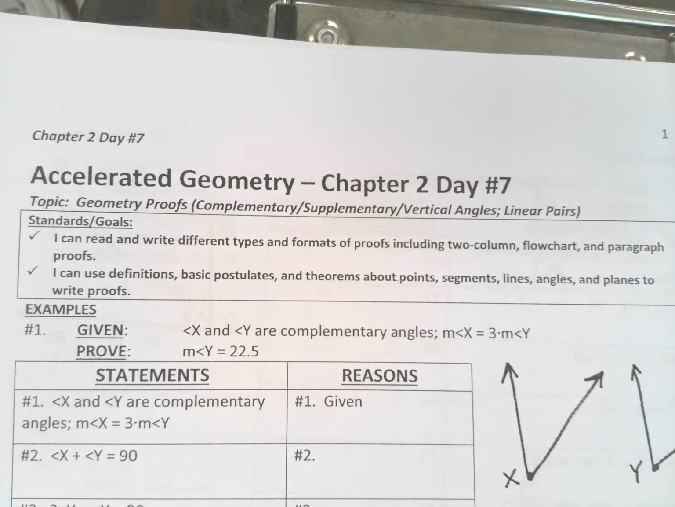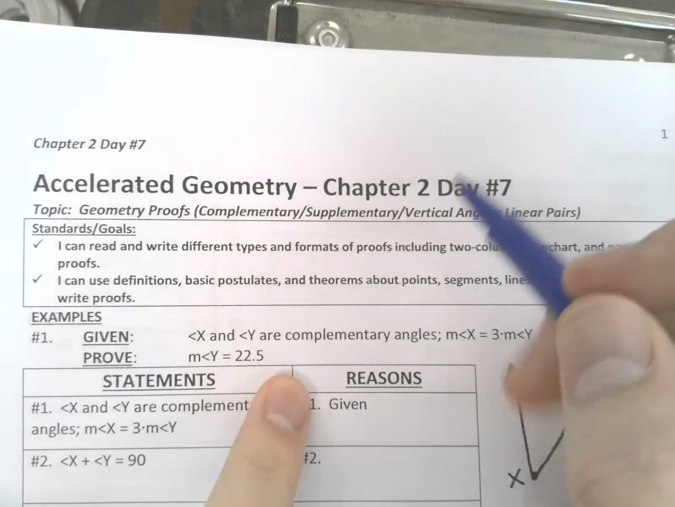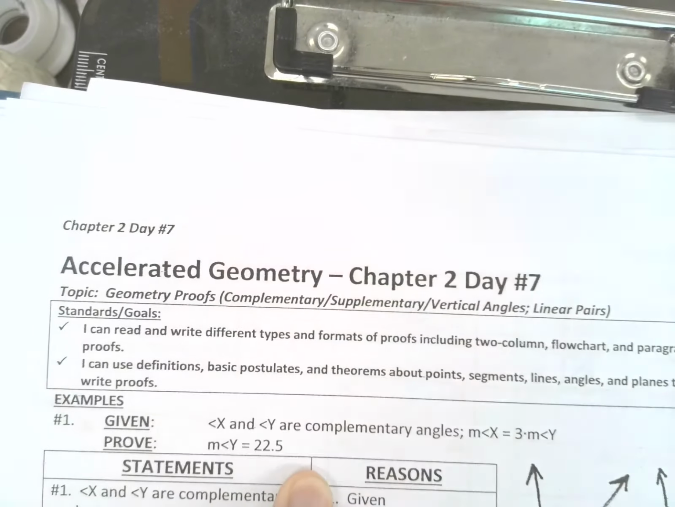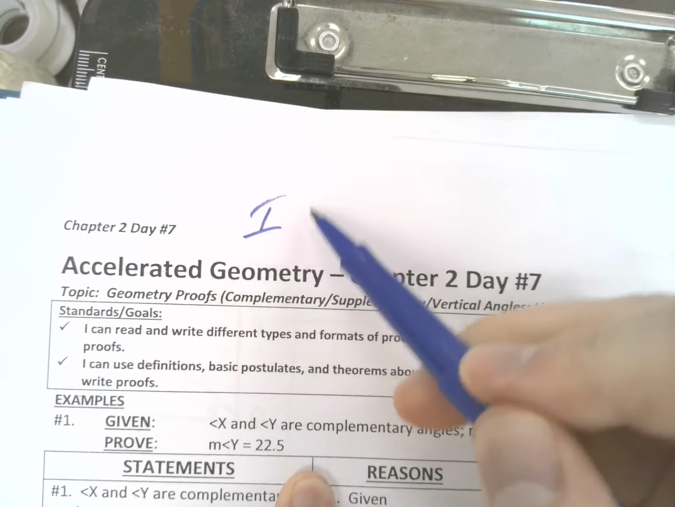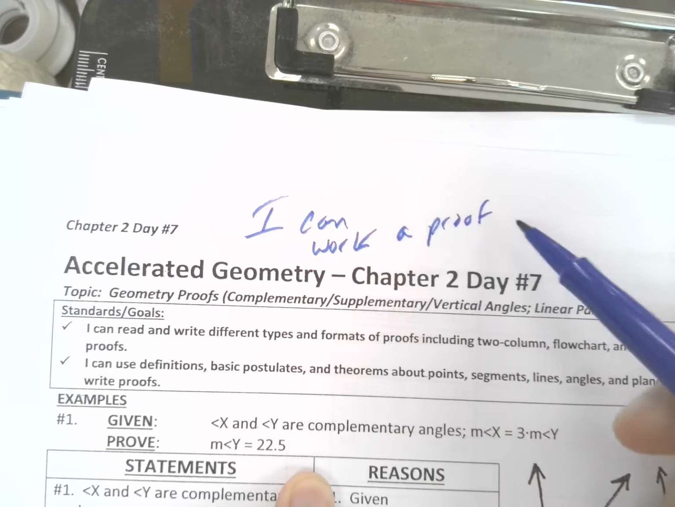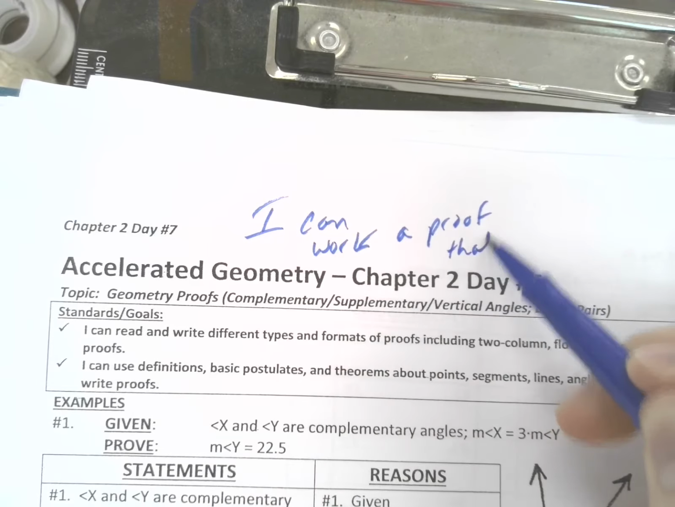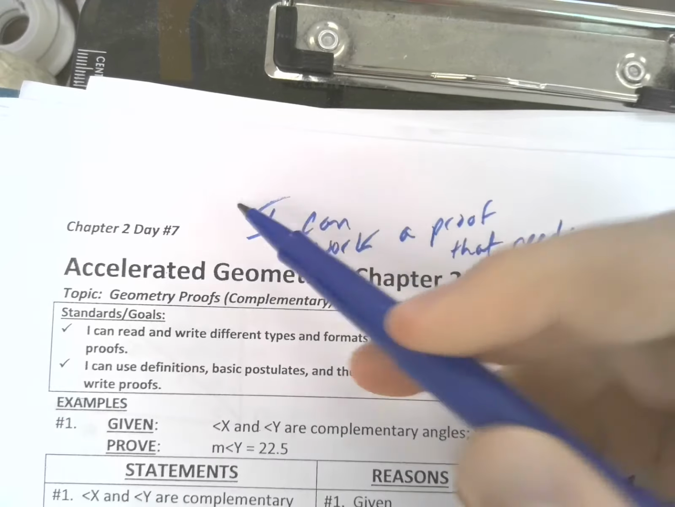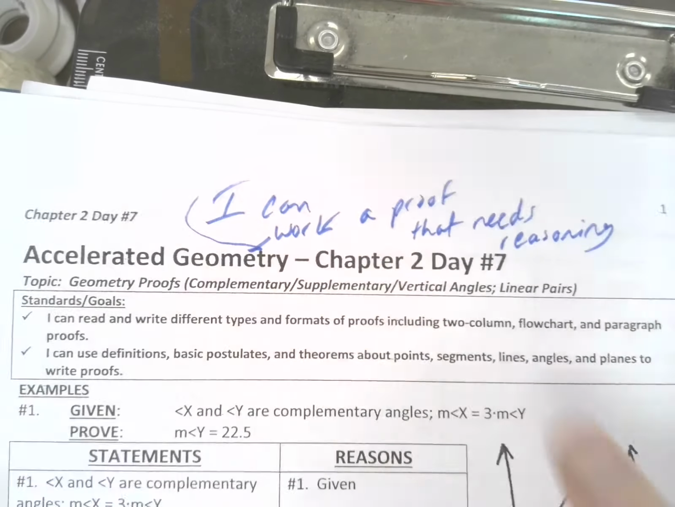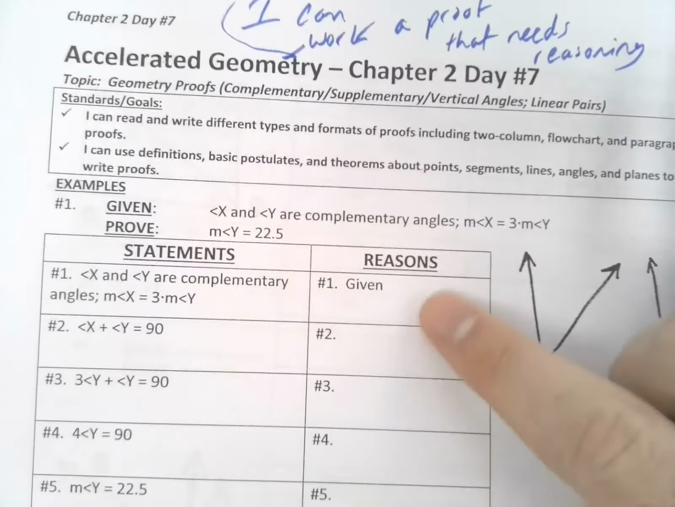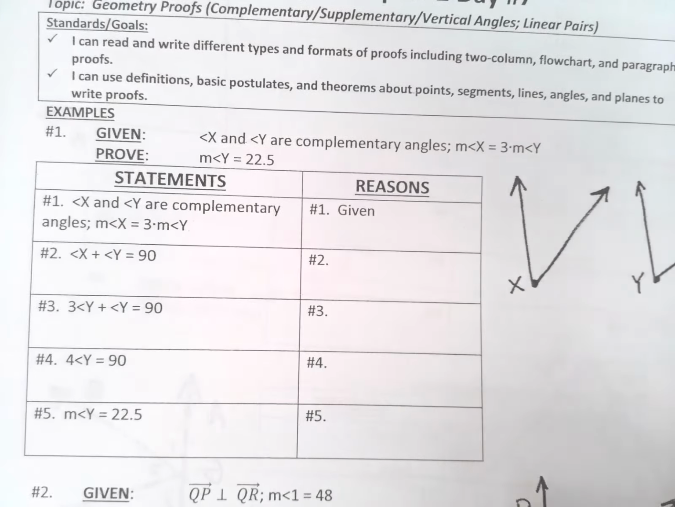All right, we are on the downslope of chapter 2, guys. And so, really, this is where we want to get to as far as day 7 is concerned. We want to be able to say, hey, I can work a proof that needs reasoning. With day 7 here, at this point, we should be able to say, I can work a proof that needs reasoning. So, for example, number 1, I can give all the reasons here.